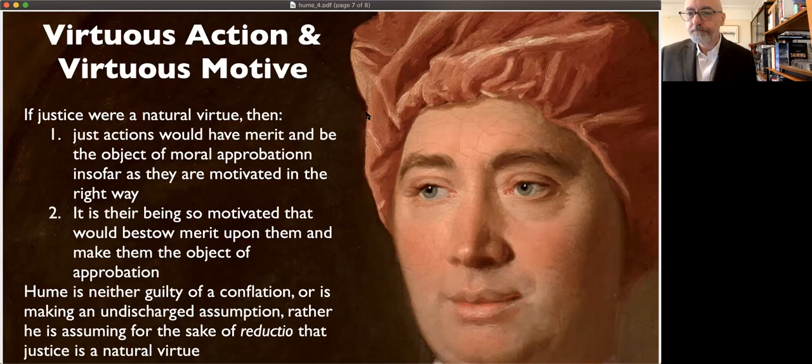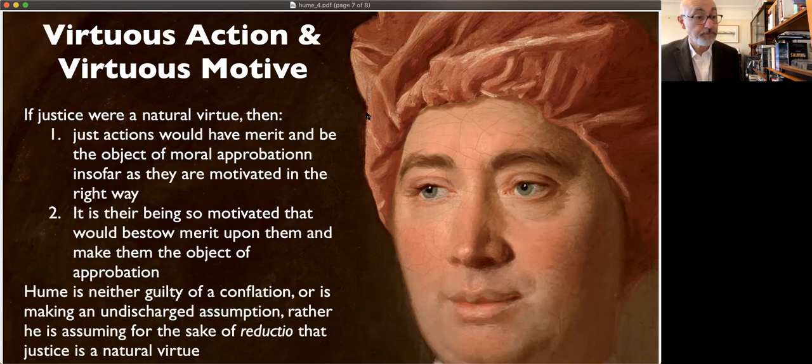First, notice that with respect to the natural virtues, the motive to virtuous action is what bestows merit upon that action. So again, consider kindness to children. When you feed a hungry child, the motive is kindness, and it's the amiableness of that action. It's being motivated by kindness that bestows merit upon the action and makes it the object of moral approbation.